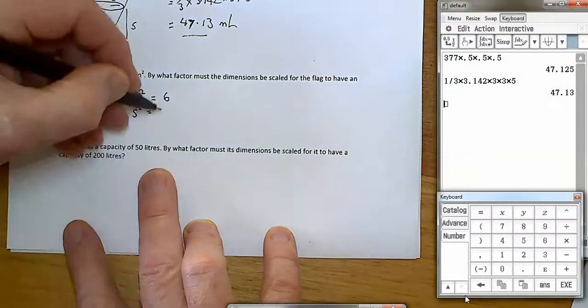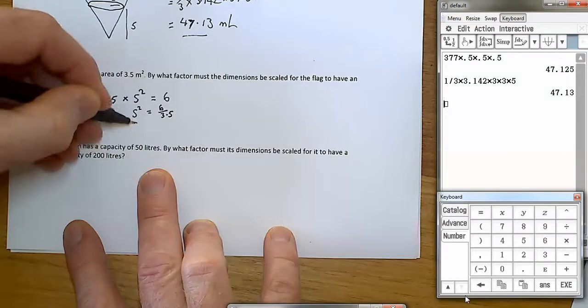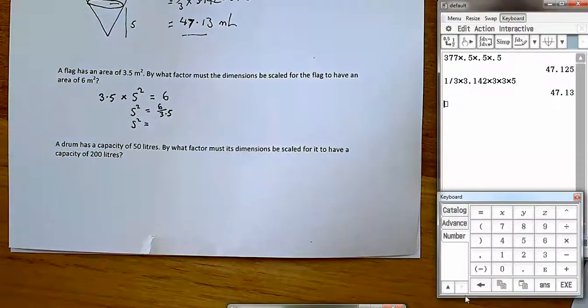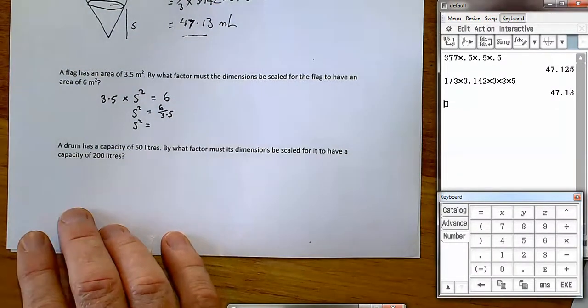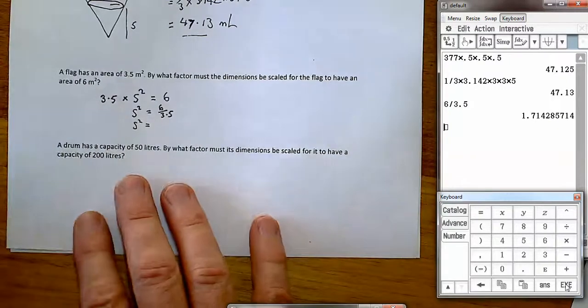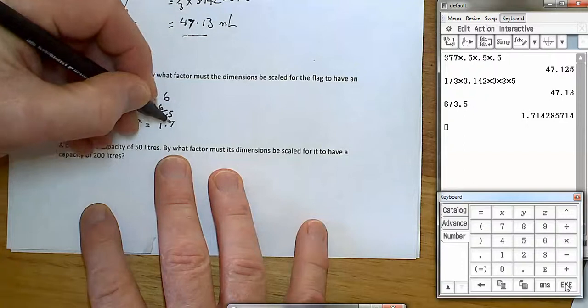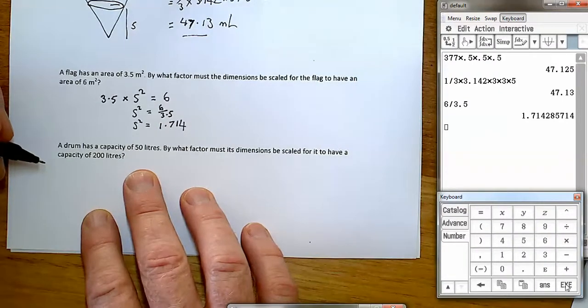We must also divide this side by 3.5. Now that means that S squared equals, I'll just find out, 6 divided by 3.5 is 1.714. But that's S squared, and I want S.